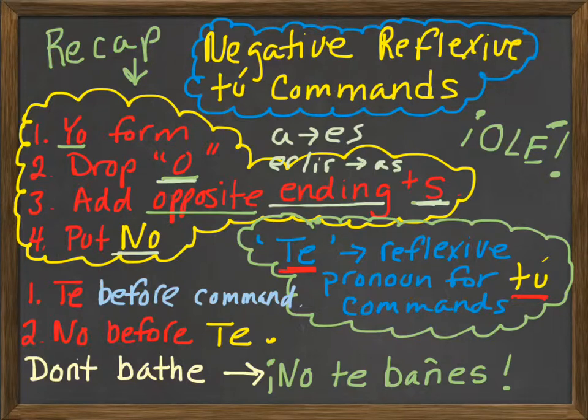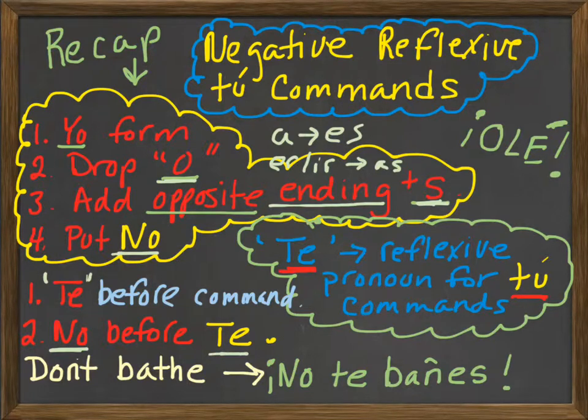Now, again, since this is a reflexive command, you have to use your reflexive pronoun. So we're going to be using te for all of these because they are tú commands. Alright, so now, since we're dealing with negative commands, the te does not attach to the end. It's actually going to come before your command. So te now comes before, and then your word no, to make your command negative, comes before te.